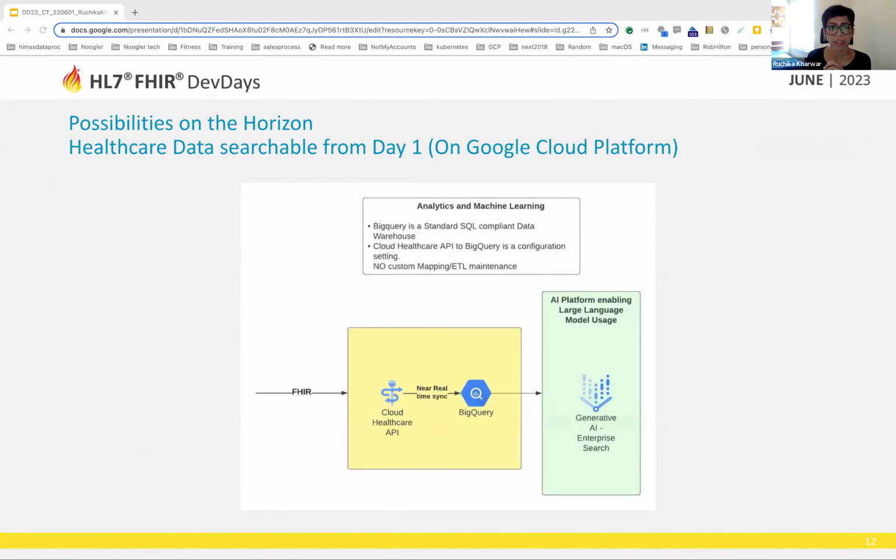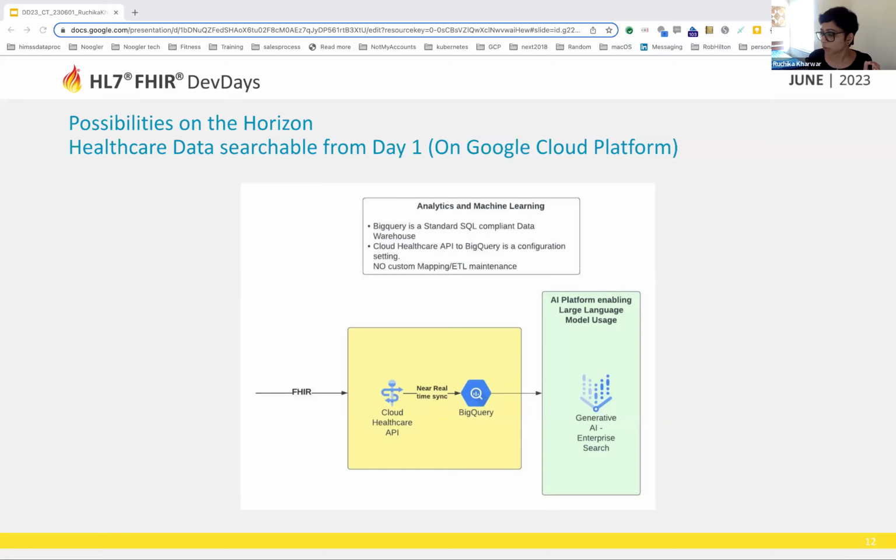We're switching gears slightly right now. With Google's healthcare API, we already are able to ingest FHIR data today. If configured right, this data can be synced in near real time to Google's data warehouse. Remember I mentioned in the beginning that Google is creating an application layer to make it super easy to consume LLMs. What I see coming in the future is the ability to have FHIR data searchable from day one.